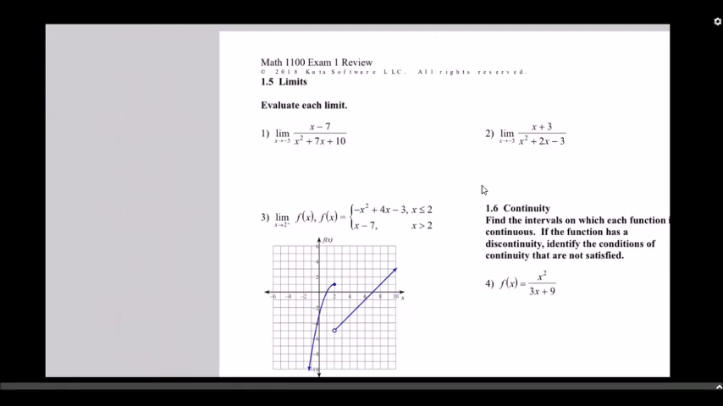Okay, this is the exam review for Math 1100. First exam, we're starting with section 1.5, evaluating limits.